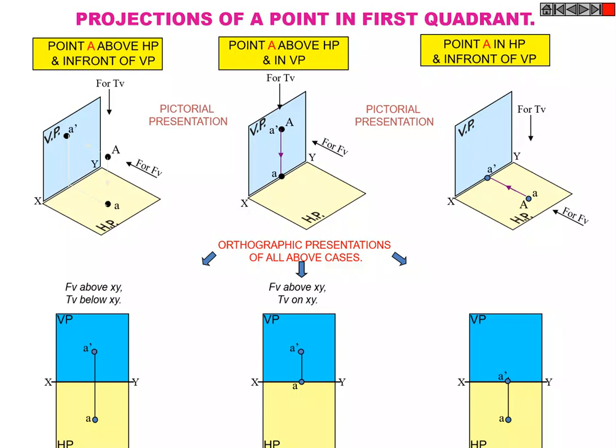What are the distances specified in front of VP and above HP? Correspondingly, you take the distance and locate the point. So for all three pictorial representations, this is how it comes in 2D form. The XY line indicates the division of the horizontal and vertical planes, and the corresponding distances of the front view and top view are mentioned. If it is in VP, the VP distance is 0. If it is in HP, the HP distance is 0. Like this, you'll be able to get both the views.